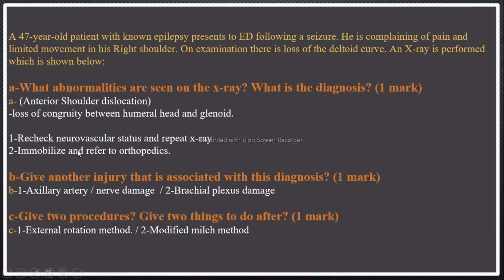And here the management, you have to do reduction and refer to orthopedic. You have indications to refer to orthopedic and indications to discharge. So any dislocation associated with fracture, will you discharge or refer? We will refer. If the patient has only dislocation without fracture, you can reduce and do backslab. I'll ask you also about the injuries. Be familiar with injuries. Here in shoulder, you can get axillary artery or nerve or brachial plexus injury.